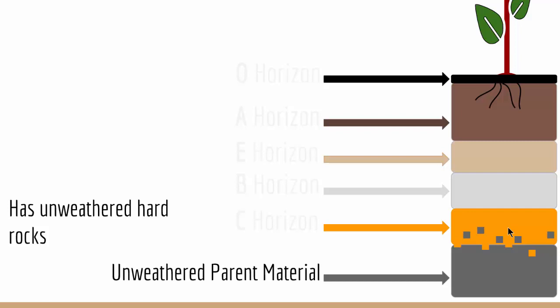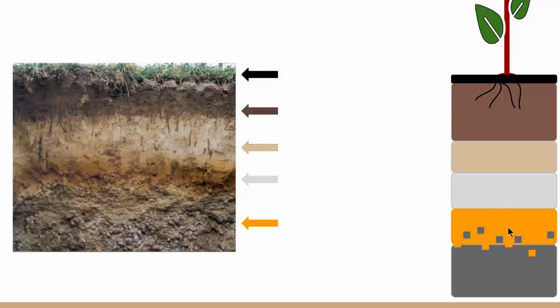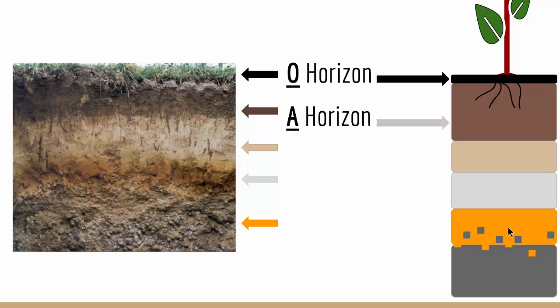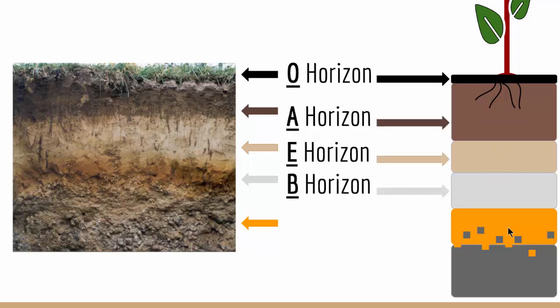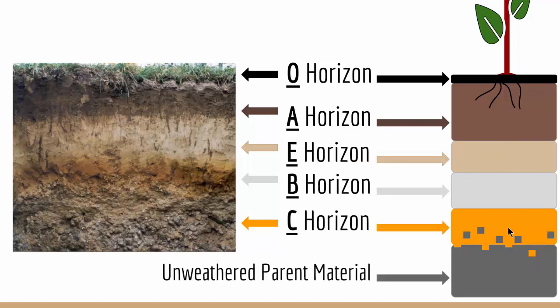So let's see an actual soil profile in real life. This is a soil profile. If you have soil and you dig it for a meter or two, this is what you see. As you can see, the top one is the O horizon. After that comes the A horizon. After that, the E horizon and the B horizon, and finally we get the C horizon, and after that we get the unweathered parent material. As you can see, the C horizon contains some of the unweathered parent material, and beside that, the picture does not show it, but there is unweathered parent material or just bedrock.